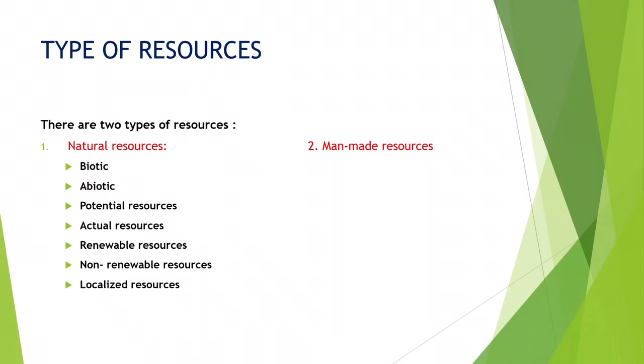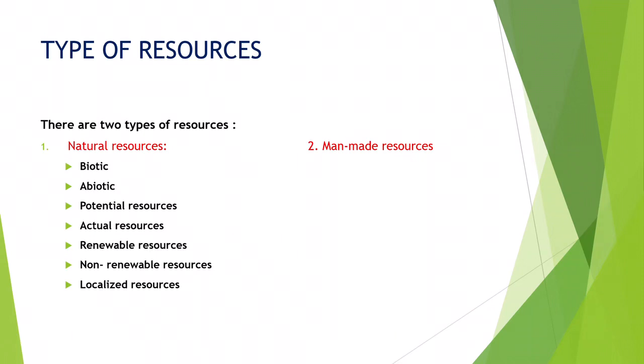Next is localized resources. Resources are not uniformly distributed over the earth. According to their distribution, resources can be ubiquitous or localized. Resources that are found everywhere, such as air and sunlight, are called ubiquitous resources. Resources which are found at certain places are known as localized resources, like gold and silver.